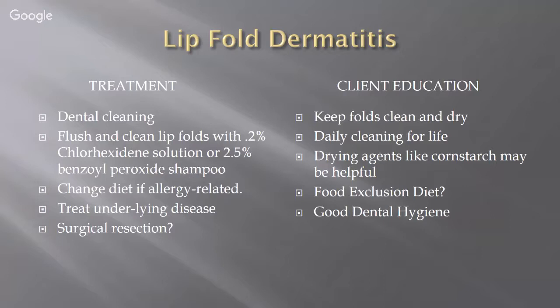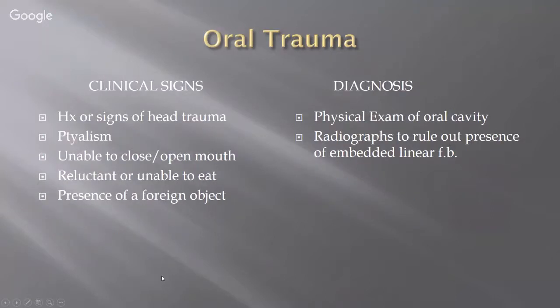A food exclusion diet is when we change the food to provide a completely new protein, because they mostly develop allergies to proteins, and we only use that certain protein in their diet. Then we see if the lip fold dermatitis gets better or goes away, and then we'll slowly add more proteins in to see what they're allergic to. So that's what a food exclusion diet is, and what it's doing is trying to diagnose if it's due to an allergy. And then keeping the teeth clean. Good dental hygiene will keep the bacteria away from those lip folds.